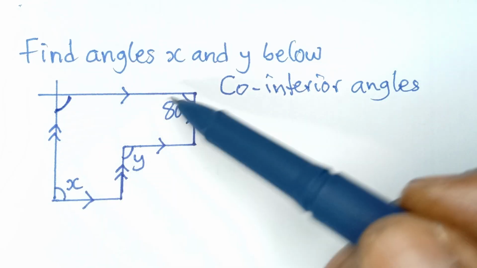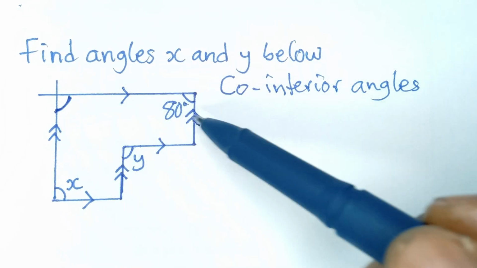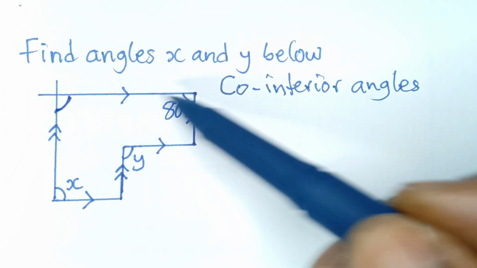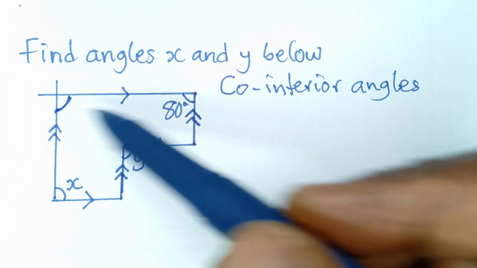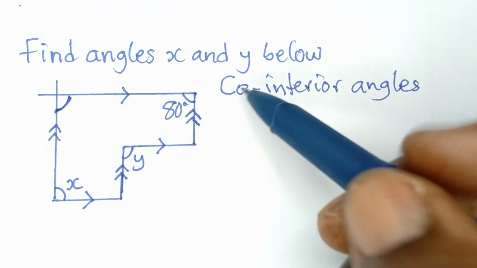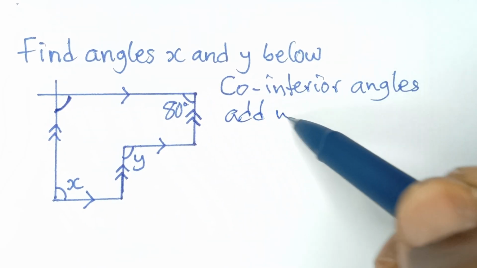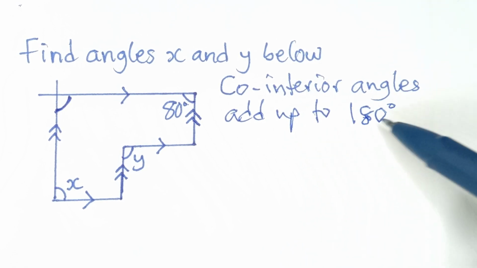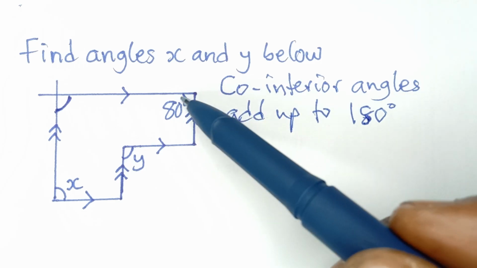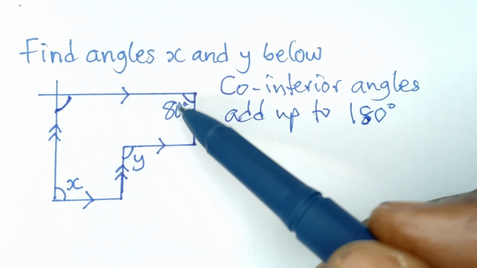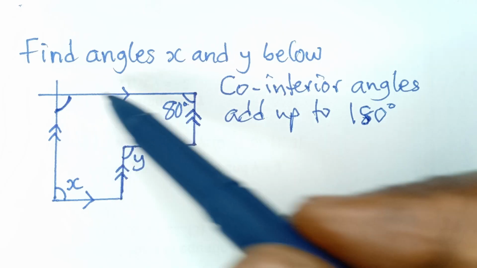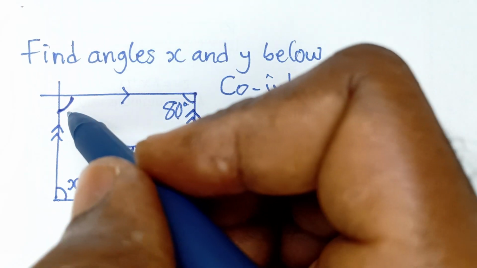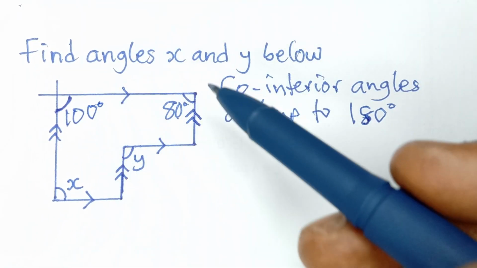So when you have a parallel line here and you have another adjacent parallel line facing each other, the angles between the parallel lines inside, they are the co-interior angles. And co-interior angles add up to 180 degrees. So that means 80 and this angle should add up to 180. So how do I get this angle? I'm simply going to say 180 minus 80 degrees, and that will give me this angle as 100 degrees.